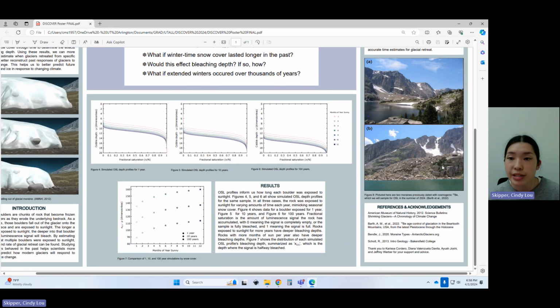Here are 2 moraines which were previously dated with cosmogenic beryllium-10. This is good because they have an independent age that we can compare to the age that we get using OSL. We will date these in the summer of 2024.